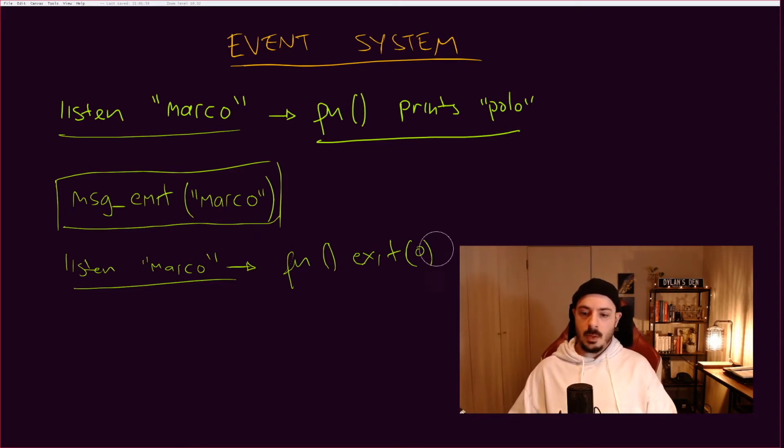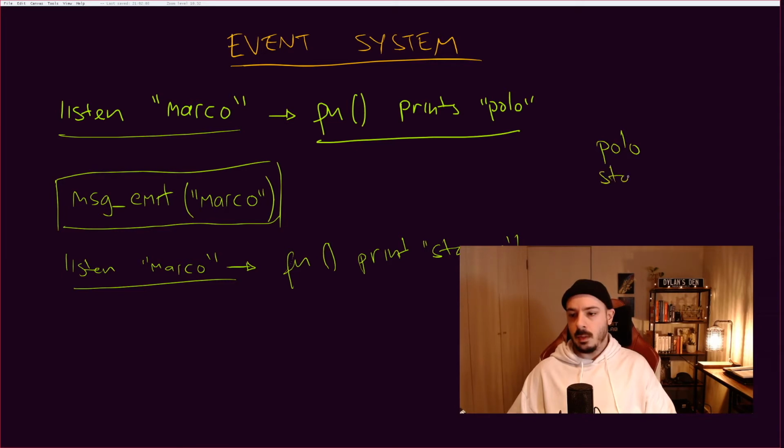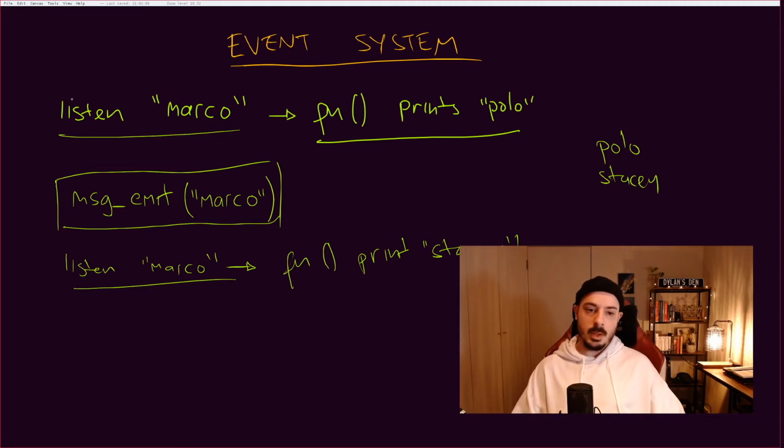However, if you change this to something else that doesn't exit the program, like, right, now, any time you type message emit Marco, you're going to get Polo Stacy like this. There's no limit to the amount, well, there is a limit. It's the limit of the memory of the computer, but there's pretty much no limit to the amount of different functions that can be called when one event is fired off.